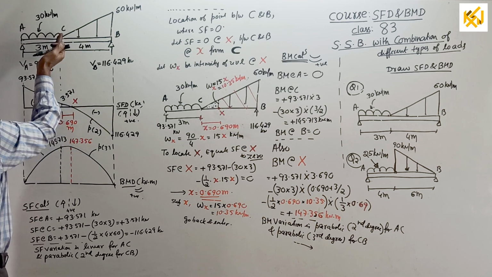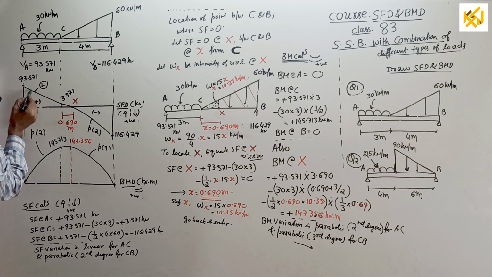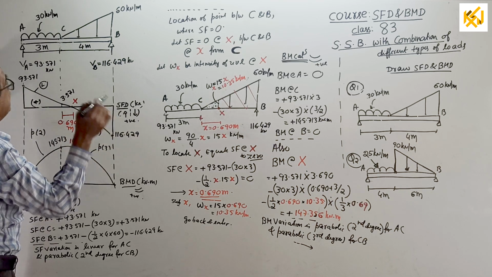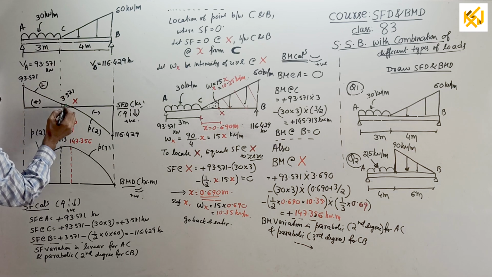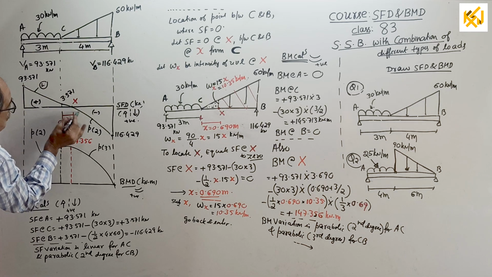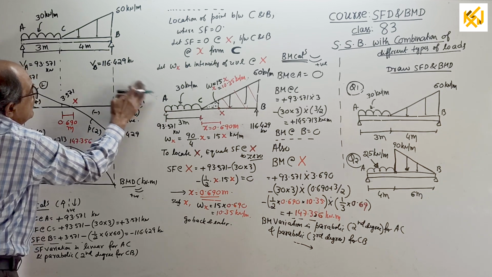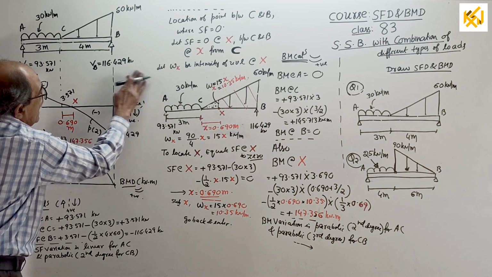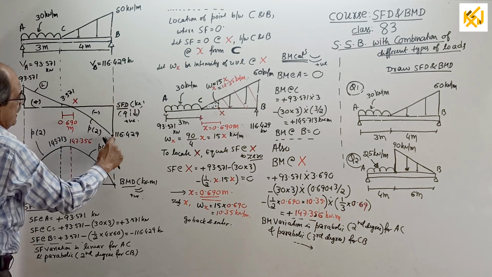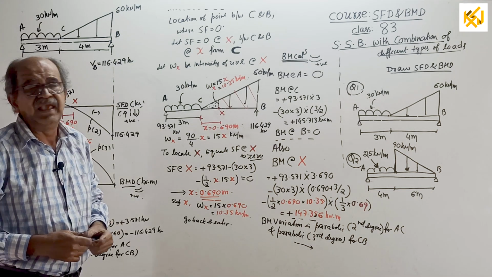At C, on the left side, intensity is 30, so this inclined line will have a slope of 30. But on the right side, intensity is 0 there, so here the parabola has 0 slope. See, therefore, not this way, not this way, it is this way parabola, so that if you draw a tangent here, it should have 0 slope. Here, maximum slope. All this I told you many times earlier.